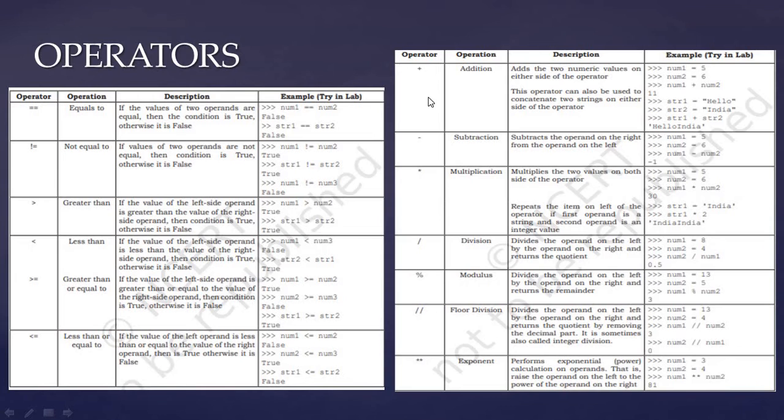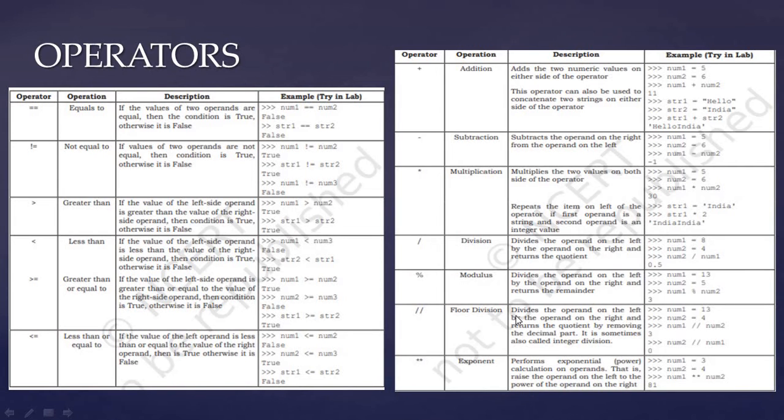Next, we come to simple operators like addition, subtraction, multiplication, division. Then we have modulus. Modulus helps us show the remainder. So over here, when we divide 13 by 5, we are given 2 as the quotient and 3 as the remainder, as 13 minus 10 is 3.